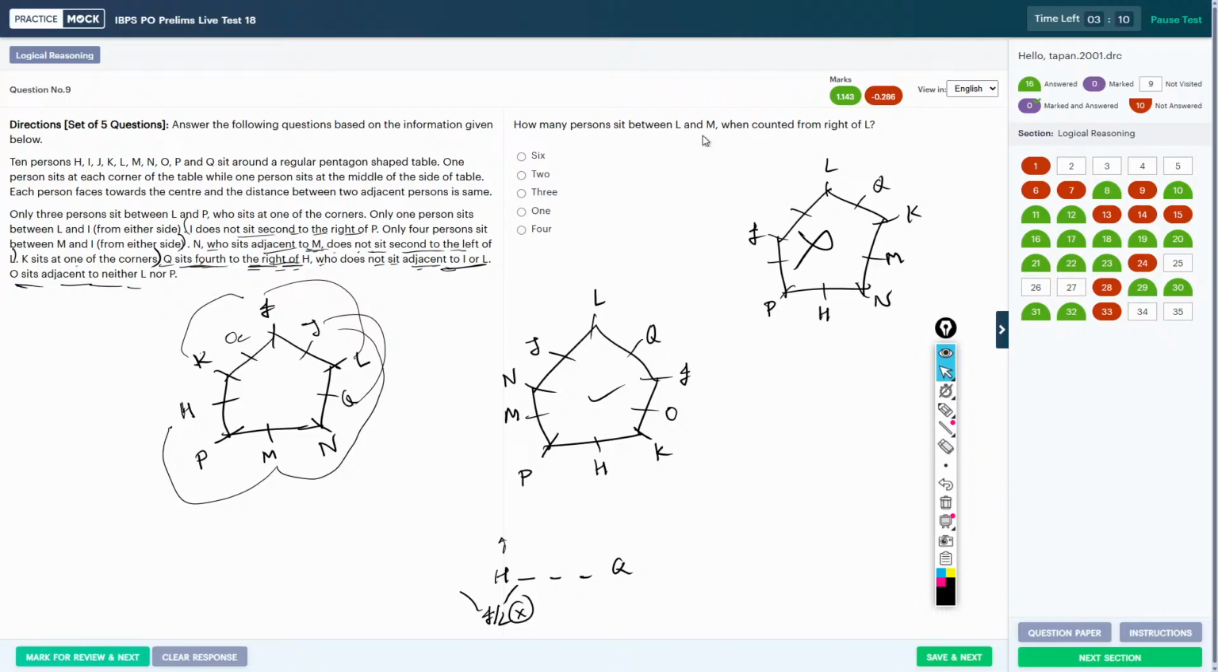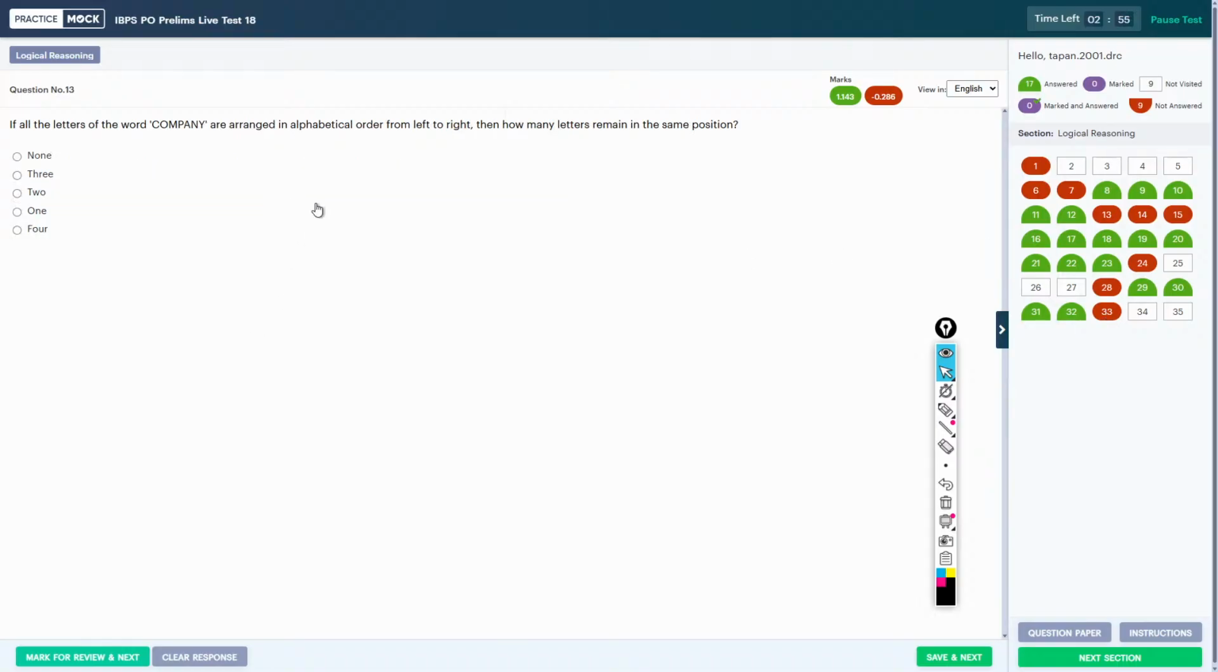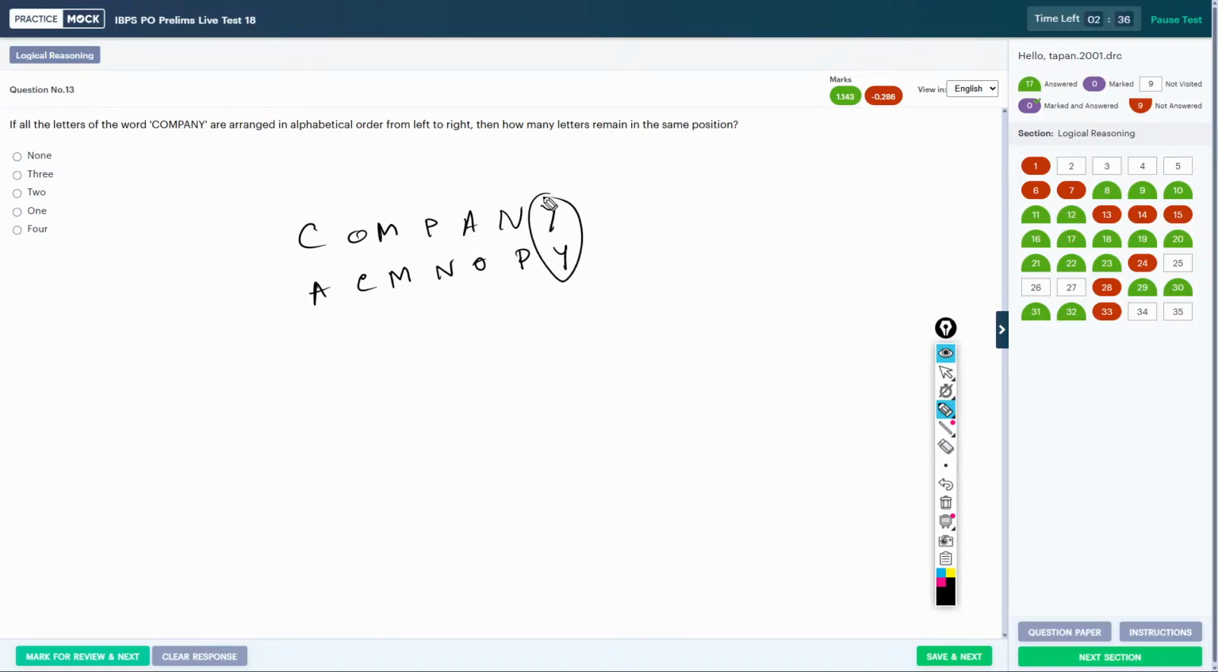How many persons sit between L and M when counted from right of L? 1, 2. From left to right, so A, C, M, N, O, P, Y. So 2.